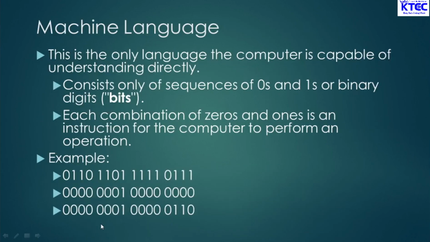So the machine language, we are still on the machine language. This is the only language the computer is capable of understanding directly. They consist of a sequence of zeros and ones, or binary digits, or bits. So these zeros and ones are basically the language that the computer understands, and that is the machine language. Each combination of zeros and ones is an instruction for the computer to perform an operation.